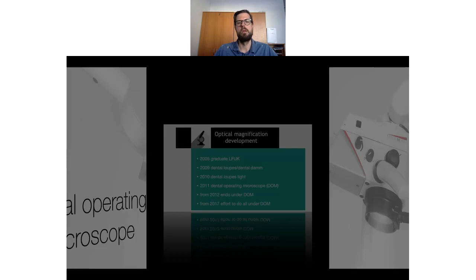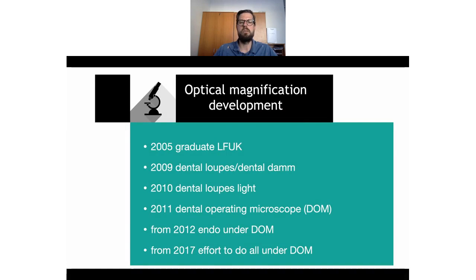So maybe I can push you a little bit with my CV, my CV in optical magnification. So let's look at it. I graduated in 2005, and I bought my first loops in 2009. From this point of view, it could have been a little bit earlier. So I recommend that you use dental loops as fast as you can; it would be advisable to use them as you study. Then I bought the light, because dental loops without the light are only half a thing. And in 2011, our clinic decided to buy a dental operating microscope.